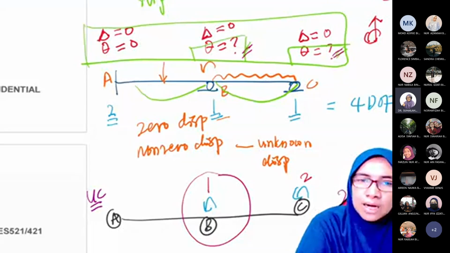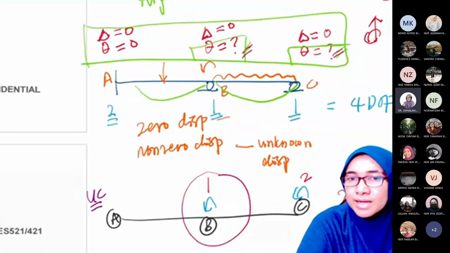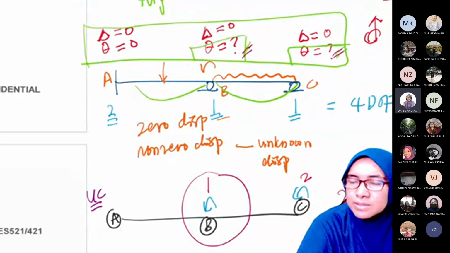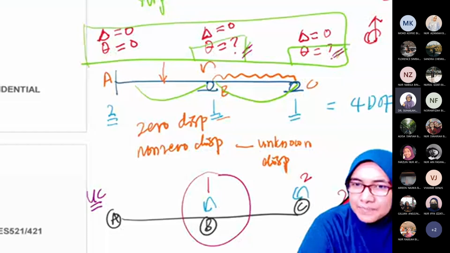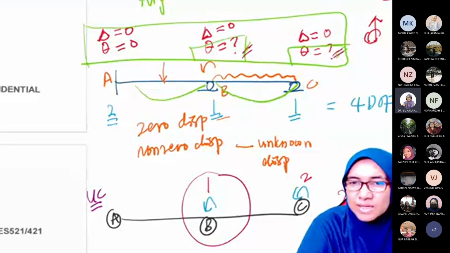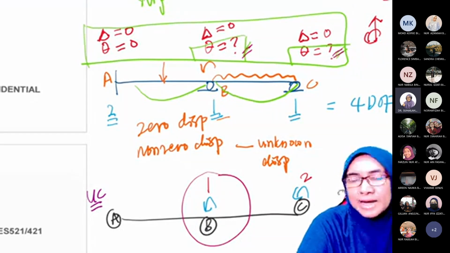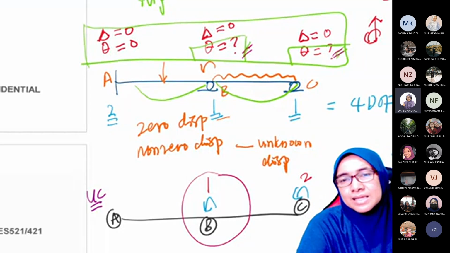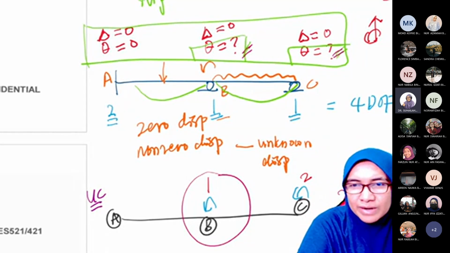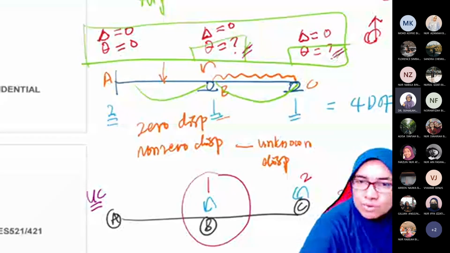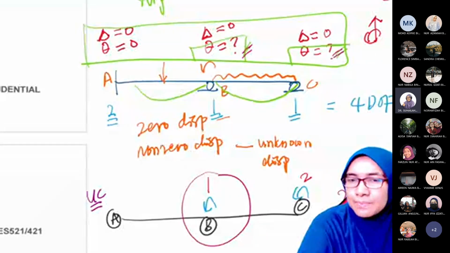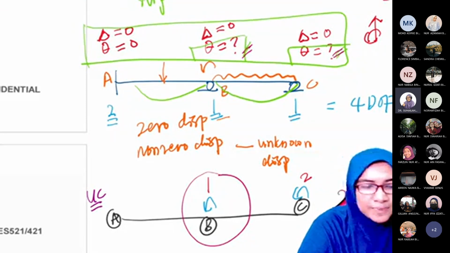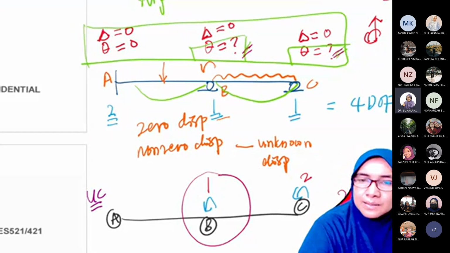For example, student A labels 1 at B, while another student labels 1 at C. So it does not matter how you label. The question will ask, for example, calculate the rotation at C. So for rotation at C, whoever labelled C as 1 will give the answer D1, and whoever put the degree of freedom at C as 2 will give D2, representing the rotation at position C. So the degrees of freedom are just to guide us.